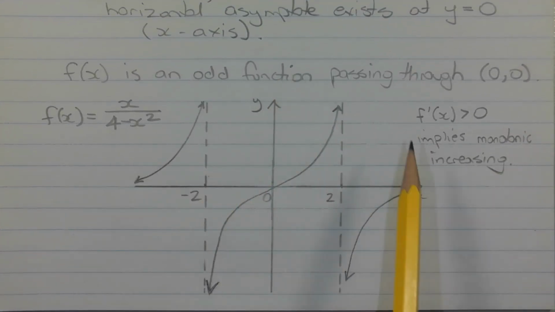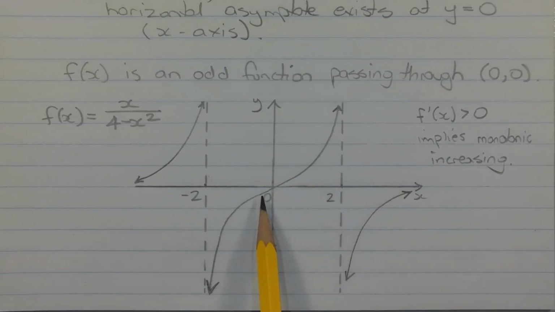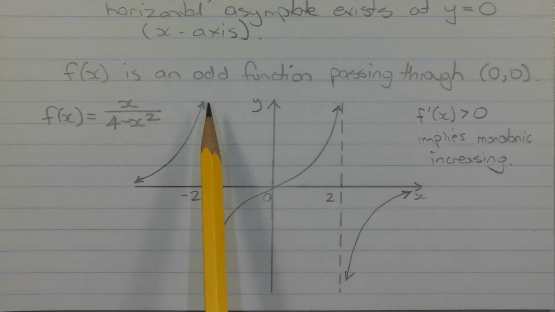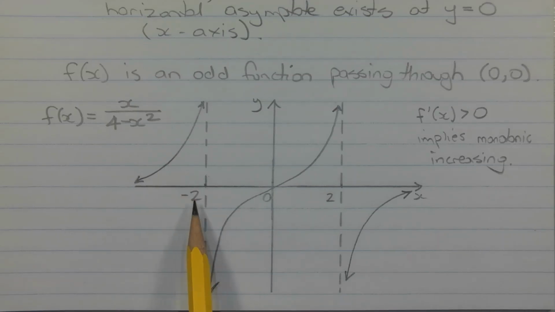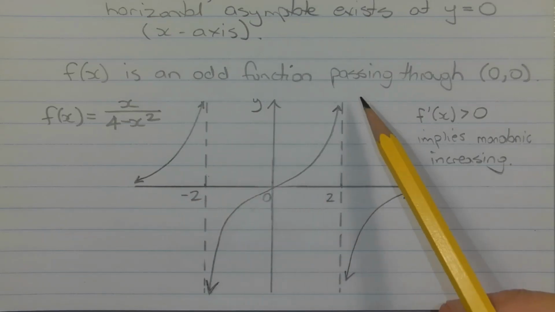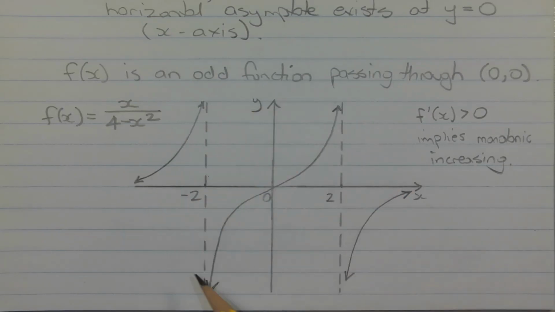So here's the graph. I've drawn a neat set of axes there, correctly labelled. Here's the origin, labelled there as well. Here are the two vertical asymptotes, so we have x equals negative 2 and x equals 2. And here is a sketch of the graph. So notice that it's monotonic increasing, and it is symmetrical about the origin, or point symmetry about the origin. And that's it.